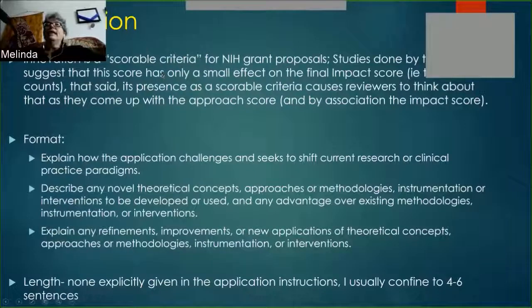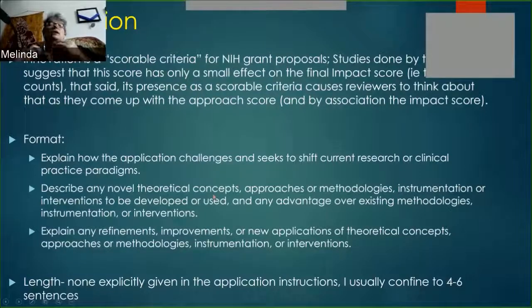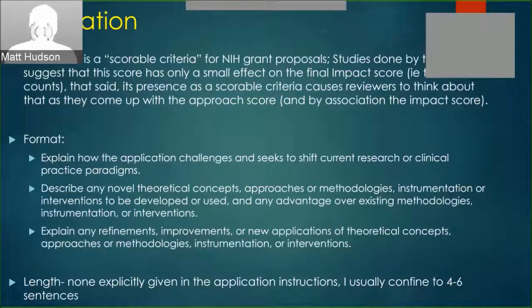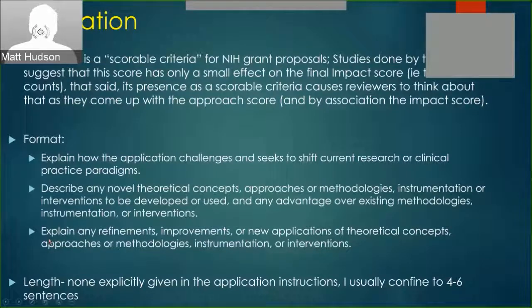But everything counts. And ideally, you want to explain how the application challenges and seeks to shift current research or clinical practice paradigms. In the innovation section, you describe novel theoretical concepts, approaches, methodologies. If you're using cutting-edge instrumentation that no one has applied to the problem, or you're trying an intervention that nobody has described, or advantages over existing methodologies. You also want to explain that you've refined things. You're doing something different than anybody has ever done before.